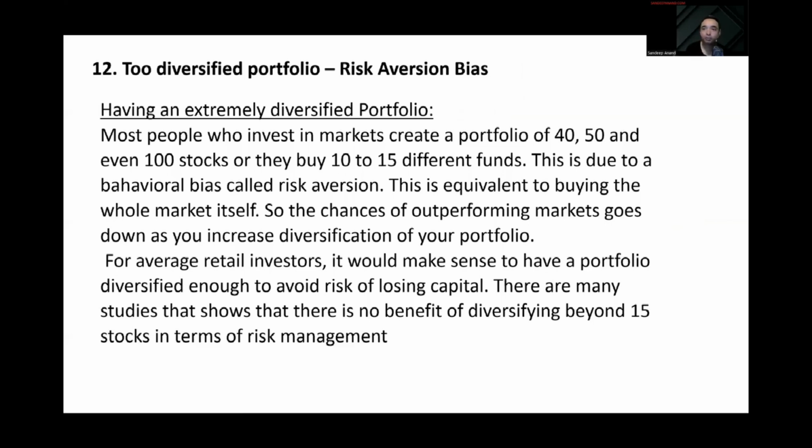So too diversified portfolio, 95% of people have too diversified portfolios, which I mean is, ideally you need a portfolio of 15, 20, max 25 stocks, right? Most people invest in markets, create a portfolio of 40, 50, even 100 stocks. And even funnier, they buy 15 different mutual funds along with hedge funds and ETFs. This is due to a behavioral bias called risk aversion. Now, risk aversion is good in life, but too much of that is also a problem. So this is because of too much risk aversion.